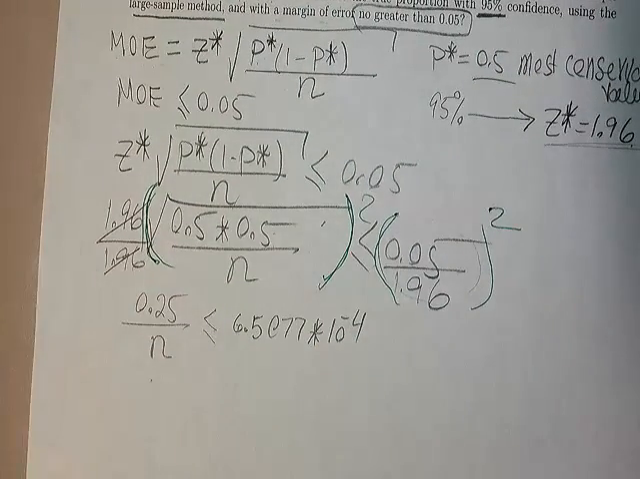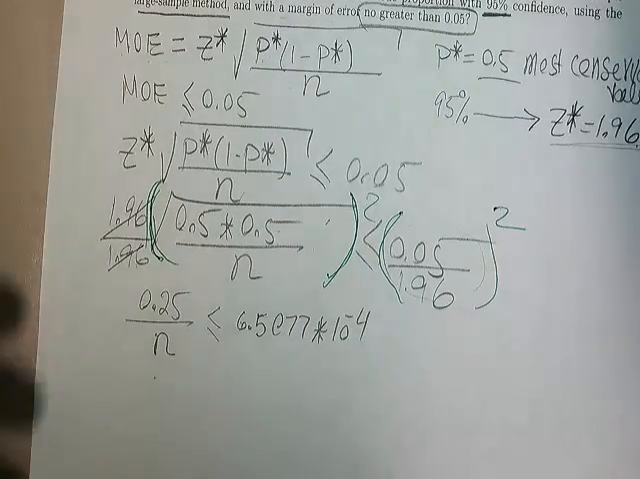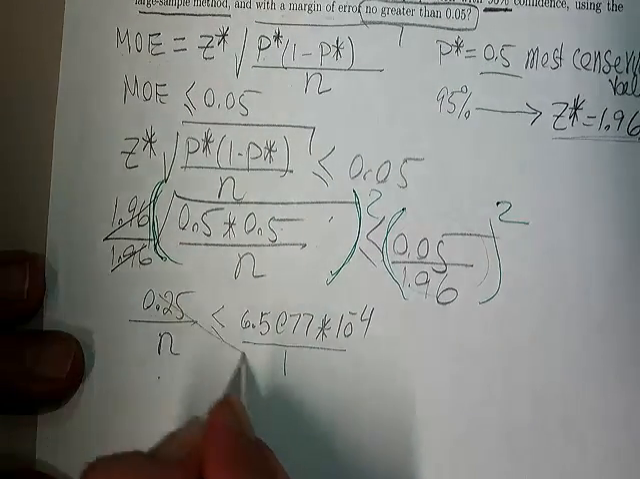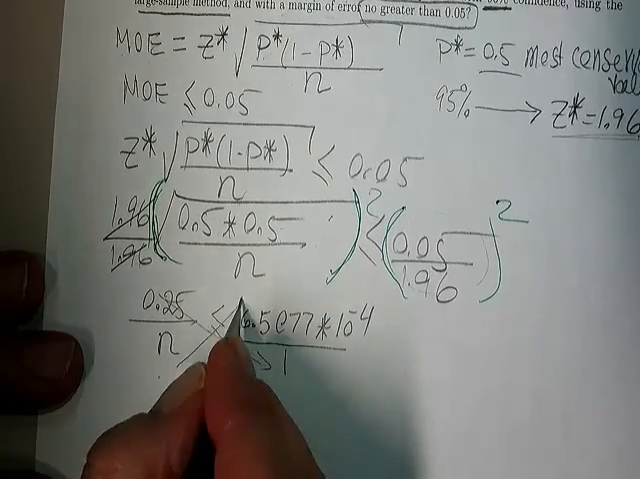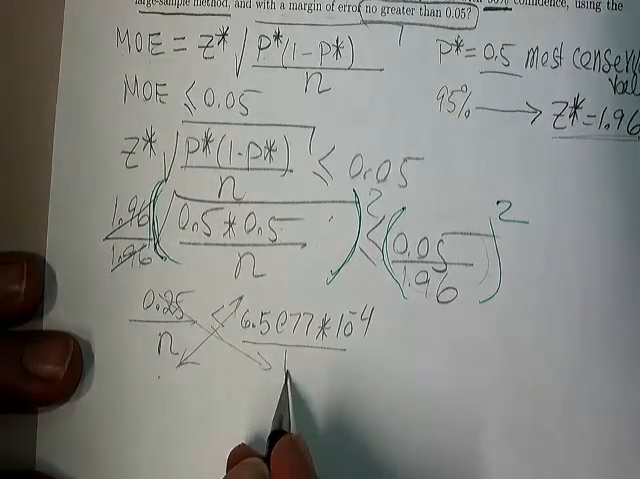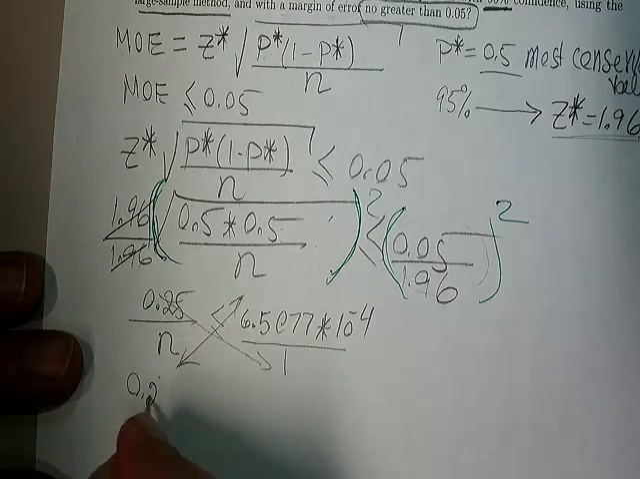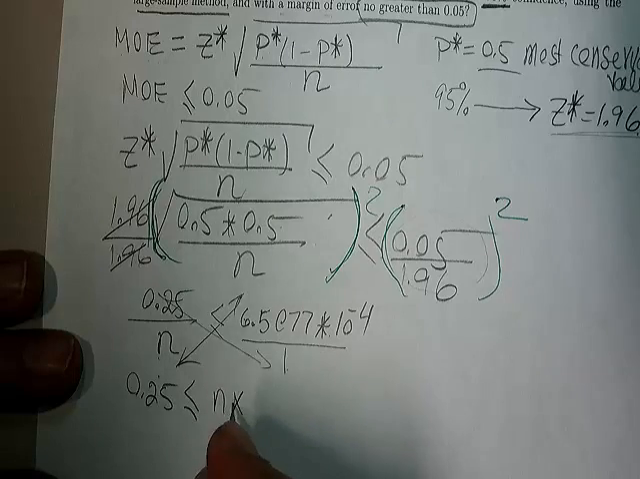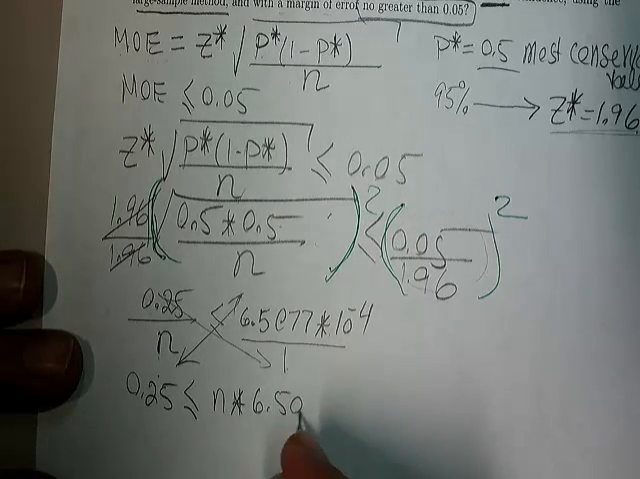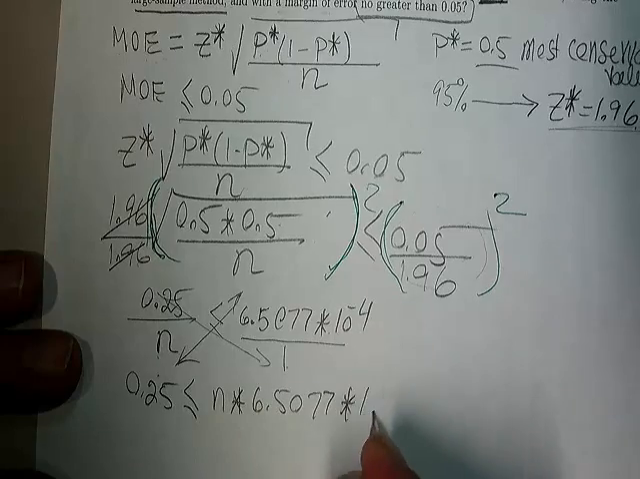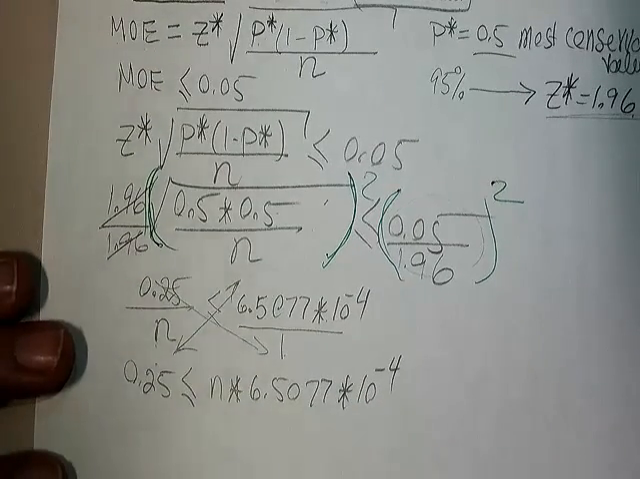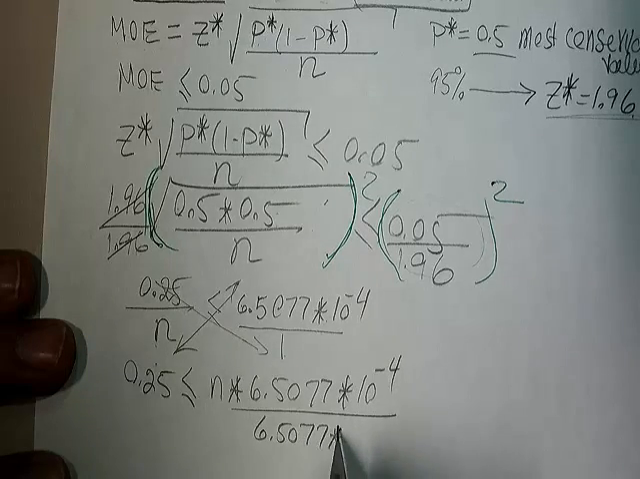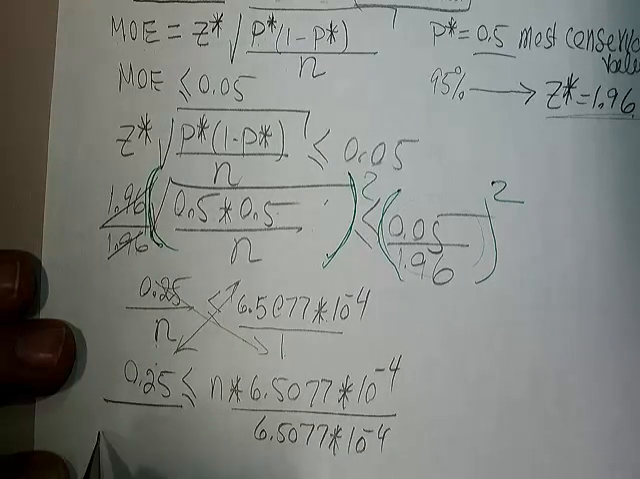That's good. Now, if you want to find n, there are two ways of doing it. Either you put a 1 here, you multiply these diagonally, and it is less than or equal to, not equate them. So 1 times that, that would be 0.25, less than or equal to n times 6.5077 times 10 to the minus 4. And then divide everything by 6.5077 times 10 to the minus 4.